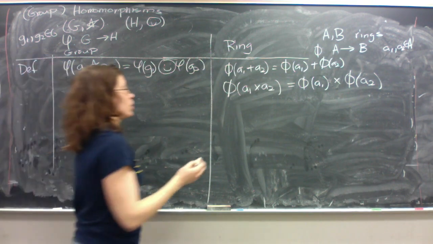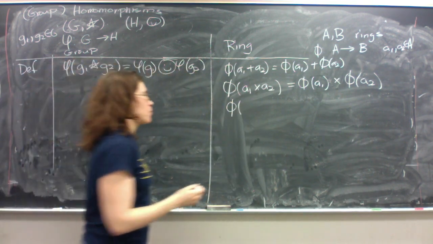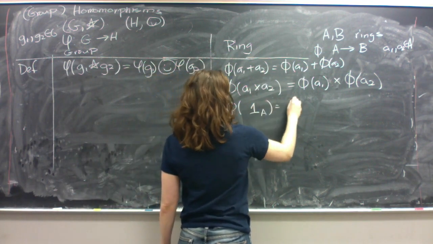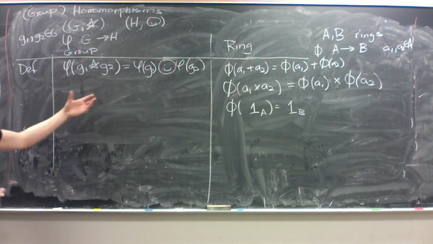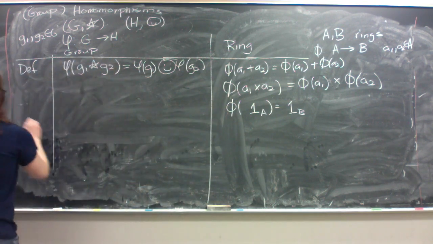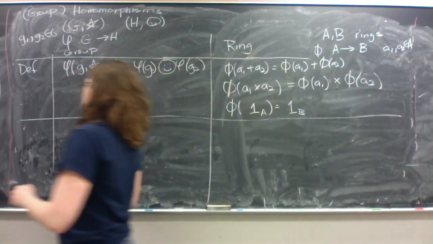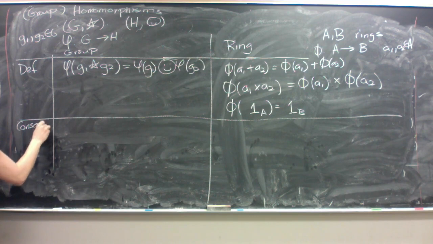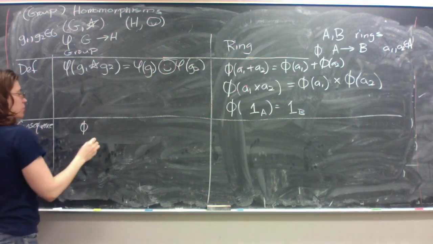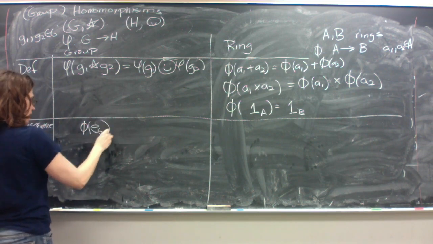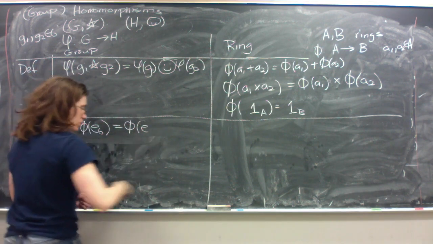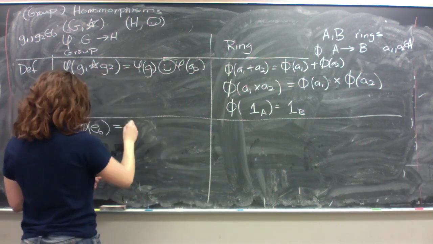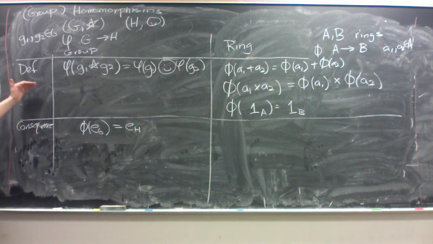But then we had a third property, which was that phi had to map the multiplicative identity for A to the multiplicative identity for B. We do not have, as part of the definition, this sort of property in group homomorphisms, but we do have it as a consequence, and you'll prove this on your adventure sheet, that phi of the group identity for G maps to the identity for H. However, this is not part of the definition, it's a consequence. You can prove it from the definition.